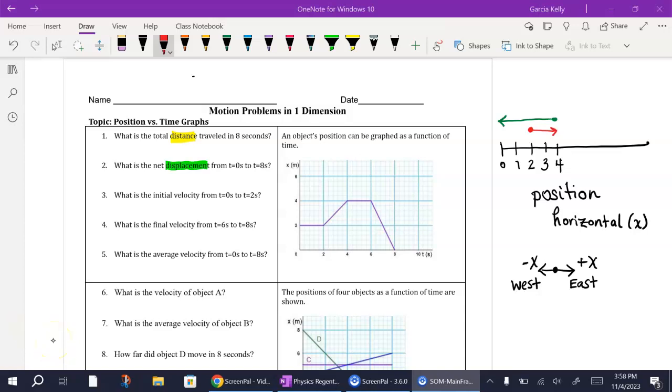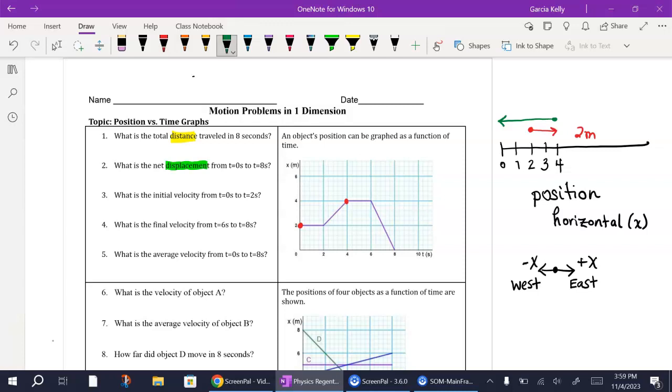Before we take a look at any of the distance and displacement, let's just analyze what's happening with vectors. So I'm starting at position 2, I end up at position 4. So I've drawn this little vector from 2 to 4. Vector here, I just mean a little arrow. It shows that I walked 2 meters east or to the right.